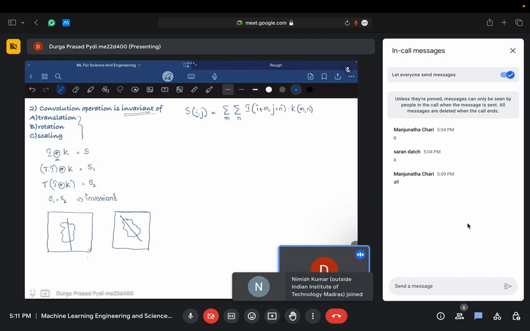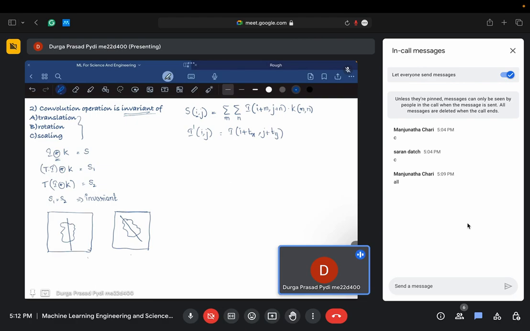So now the question is, if I want to apply a translation operator, how would I do that? If I prime is my new image after applying the transformation, how do I obtain I prime of i comma j? I take the original image and apply the transformation. With translation, the intensity previously at i comma j is now transferred to i plus tx and j plus ty. That is what we mean by translation.